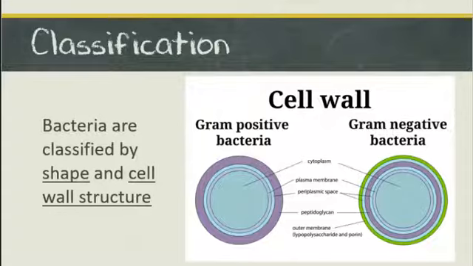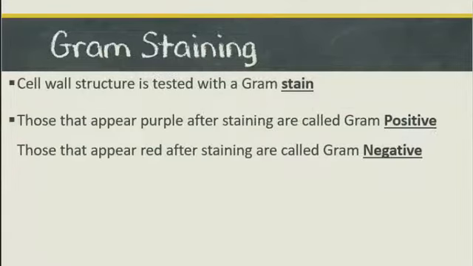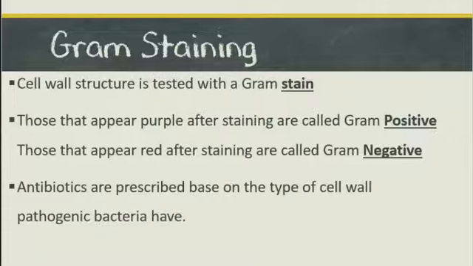All right, so if they're Gram positive, they hold on to the purple stain. If they're Gram negative, they don't hold on to the purple stain, and they end up looking red with a counterstain. So cell wall structure is tested with a Gram stain. Do you have these blanks? Those that appear purple after staining are called Gram positive. Those that appear red or pink after staining are called Gram negative. Antibiotics are prescribed based on the type of cell wall pathogenic bacteria have. In other words, are they Gram positive or Gram negative? We can test that reasonably quickly, and then we can see what antibiotic would be best for that.